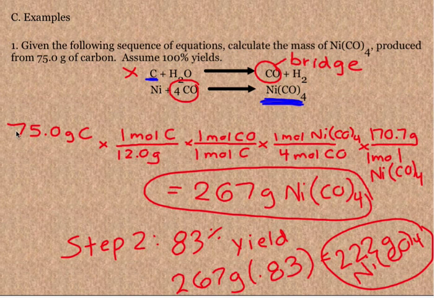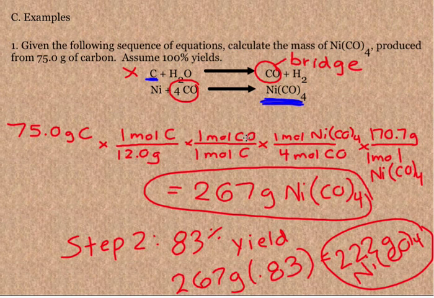So the stoichiometry problem starts off like normal. You have 75 grams of carbon. So the first thing you do is you divide by your molar mass to get into moles. And then your mole ratio is from what you're given, the carbon, to that bridge. So you can see here, I have 1 mole carbon, and then on top is the 1 mole carbon monoxide right here.